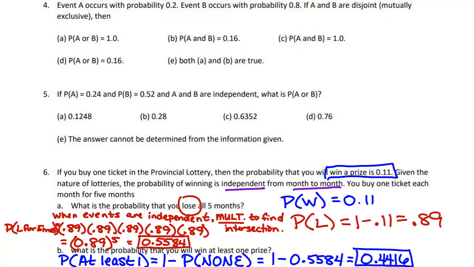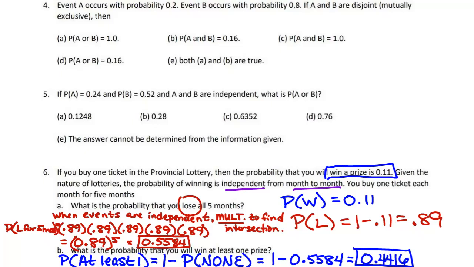So there's about a 56% chance that you don't win any prizes and about a 44% chance that you win at least 1 month out of there. You could win more, but it's not guaranteed. Could you do it like 0.11 successful win times 0.89 to the 4th?